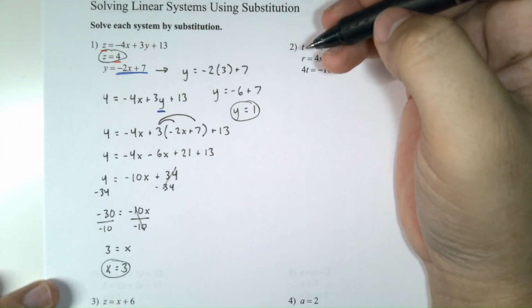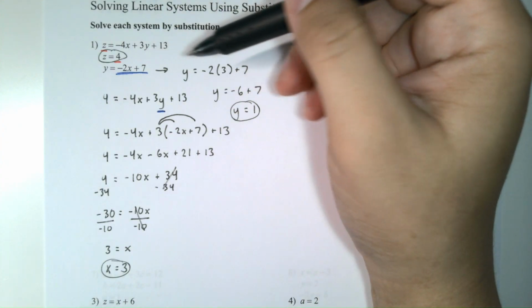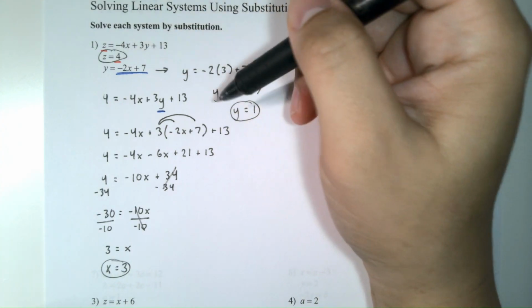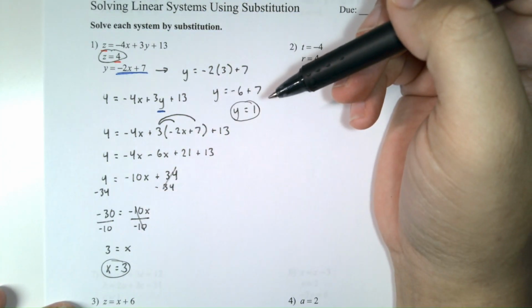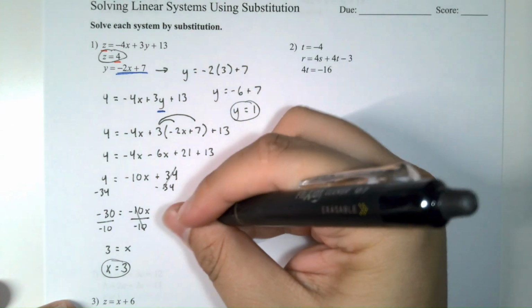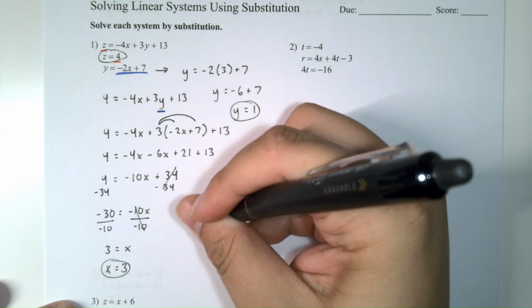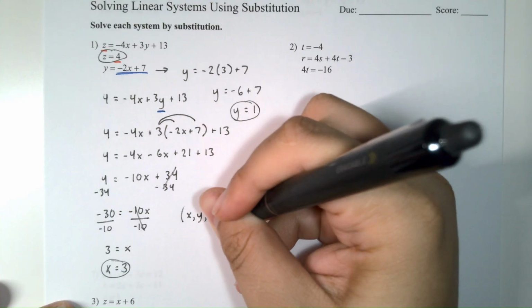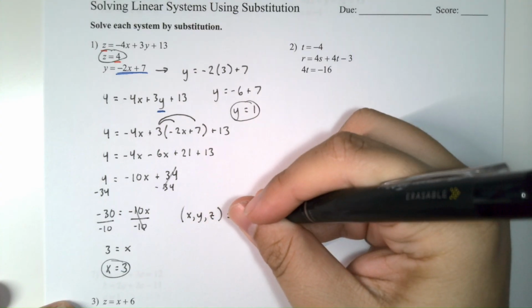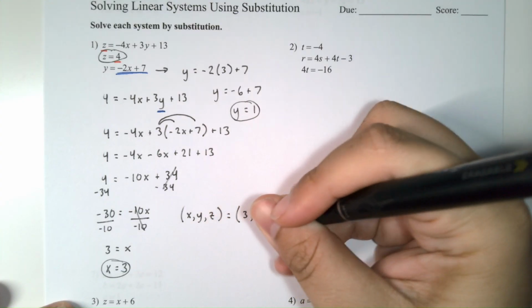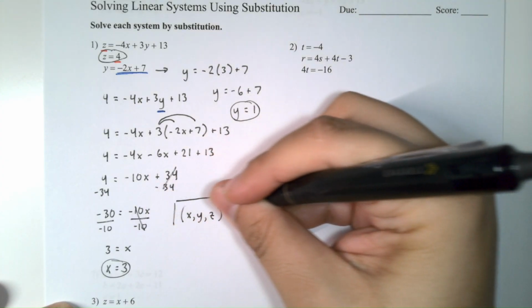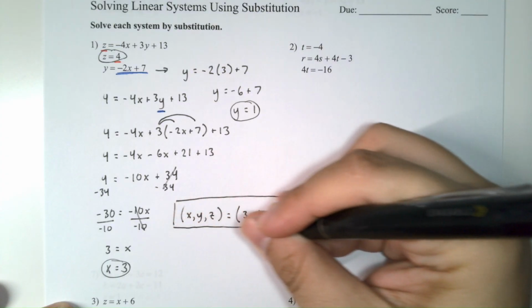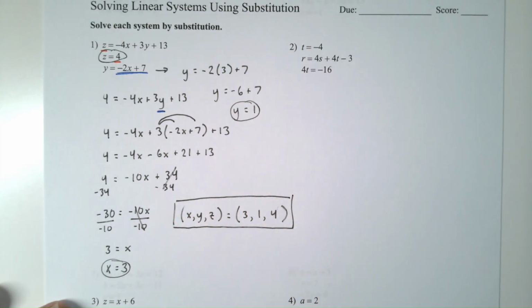And so our solution to the system of equations, numbers that make all three of these equations true, are z is equal to 4, x is equal to 3, y is equal to 1. And we would write our solution as x, comma y, comma z is equal to 3, comma 1, comma 4. And this is our answer for number 1.